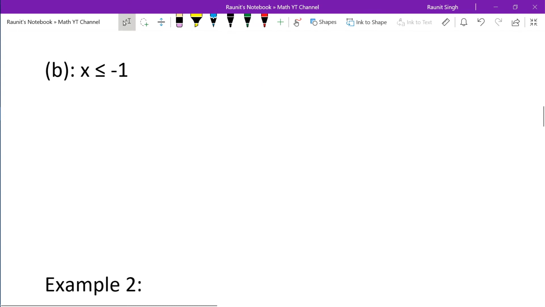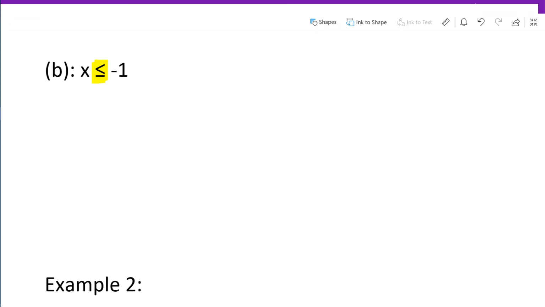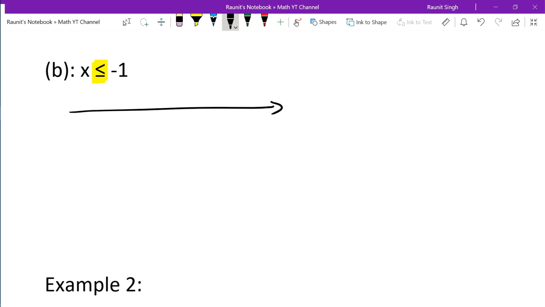And now we're going to move on to the second part. So x is less than or equal to -1. We can see that we have a less than or equal to, which means we either need the brackets or the closed dot. In the number line, we know that we're going to go into the negatives, so I'm only going to do the negatives.